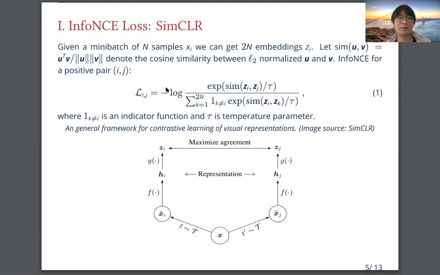So first, let's talk about the InfoNCE loss. The most famous work using this loss is a paper called SimCLR. So how do we calculate the loss? Given a mini-batch of n samples, we can get 2n embeddings, Z_j, we call it Z_i. And first, we calculate the cosine similarity for every positive pair.